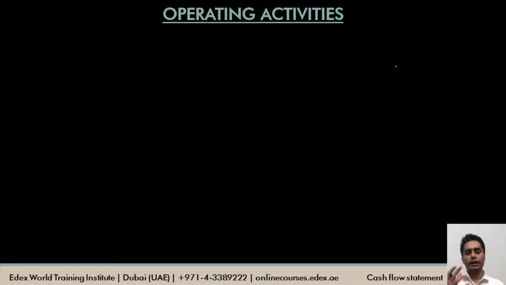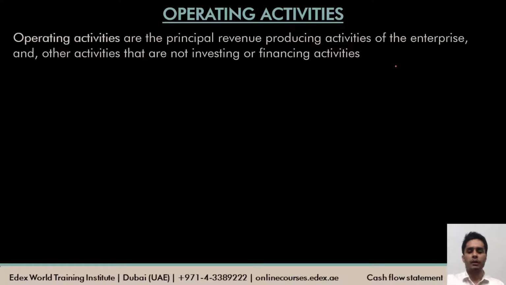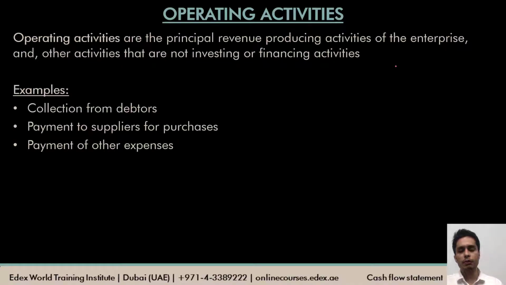So now we understand operating activities in a bit more detail and also see the format that is used to calculate the cash flow from operating activities. Definition of operating activities I've already given you. Here are some examples of transactions that come under operating activities. Again, I've given you some examples already, but here I've listed them. Collection from debtors for the goods sold, payment to suppliers for the goods that have been purchased, payment of any other expense in the day-to-day operations of the business. All these are examples of operating activities.